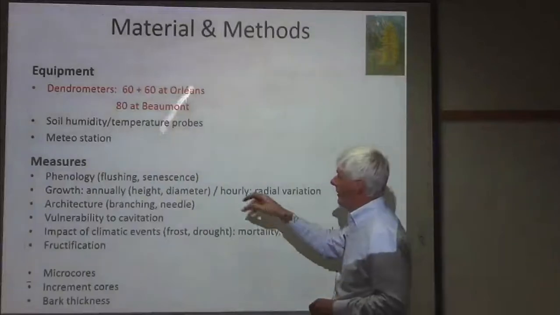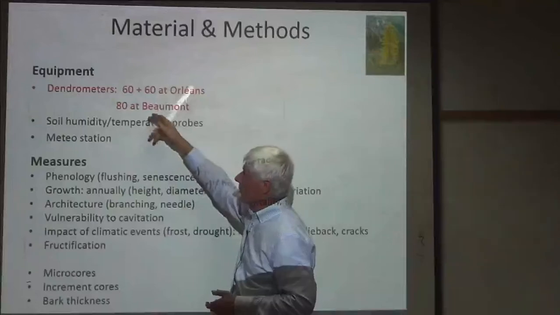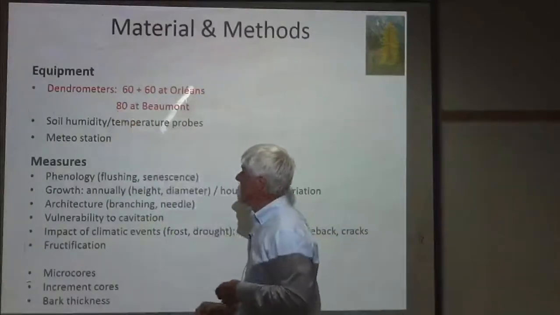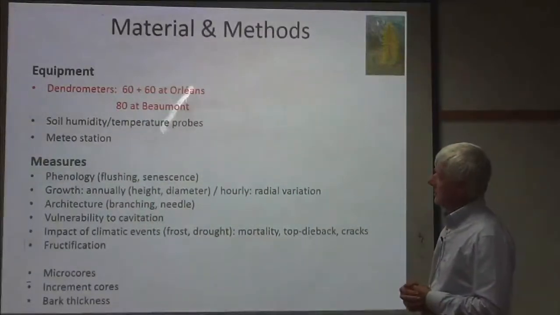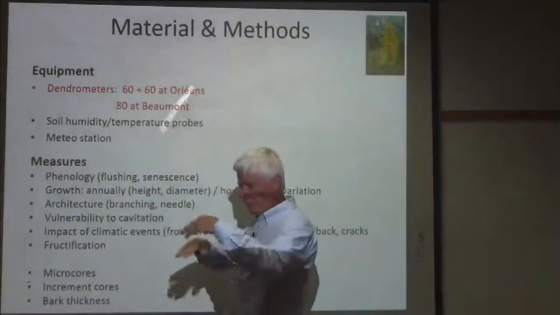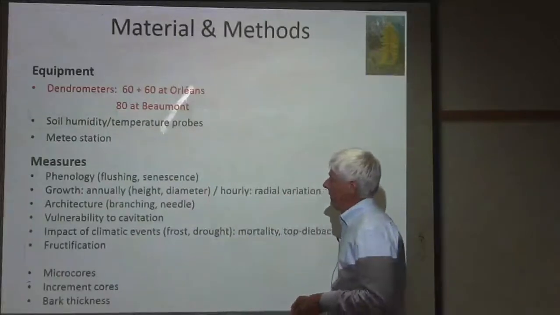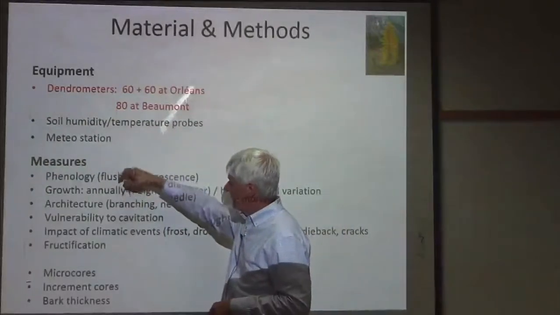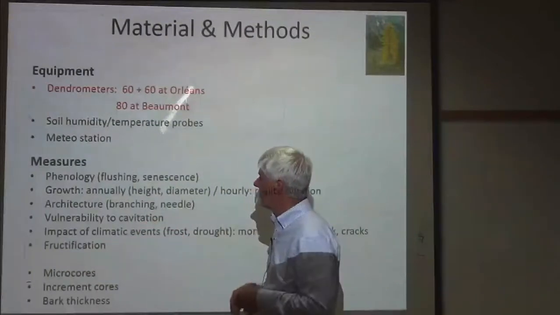Yeah, and in Beaumont we don't have irrigation, so it's natural rain. So we also established 80 dendrometers. So we have also soil humidity and temperature probes at different levels in the ground, in the different species plots. And meteo stations, of course, to monitor very closely, you know, what's going on.